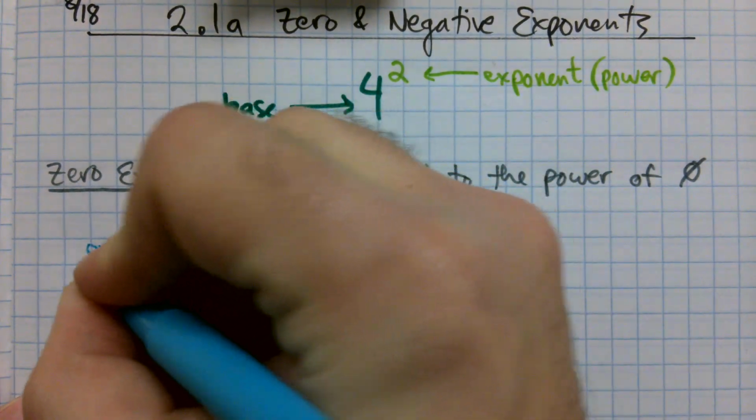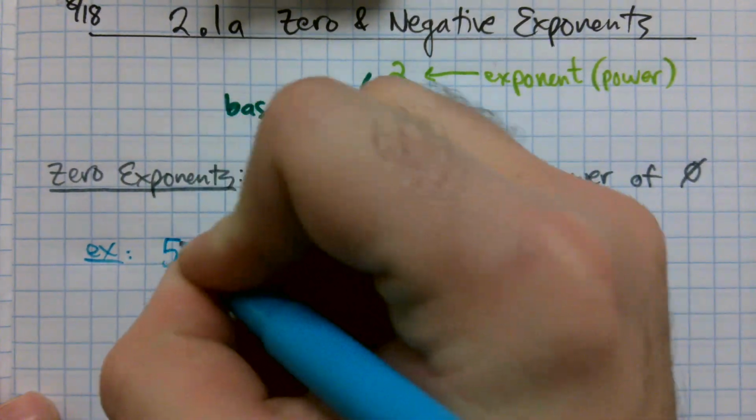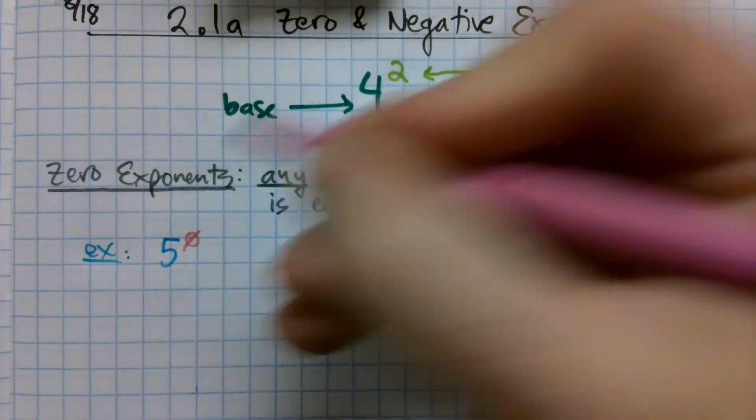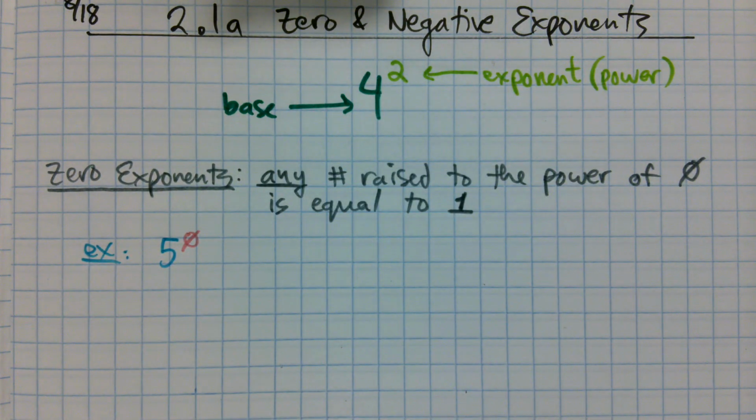For example, if we have 5 to the power of 0, if you've never seen 0 written with a slash through it, it's so you know that it's not an O. That's how I write my zeros.